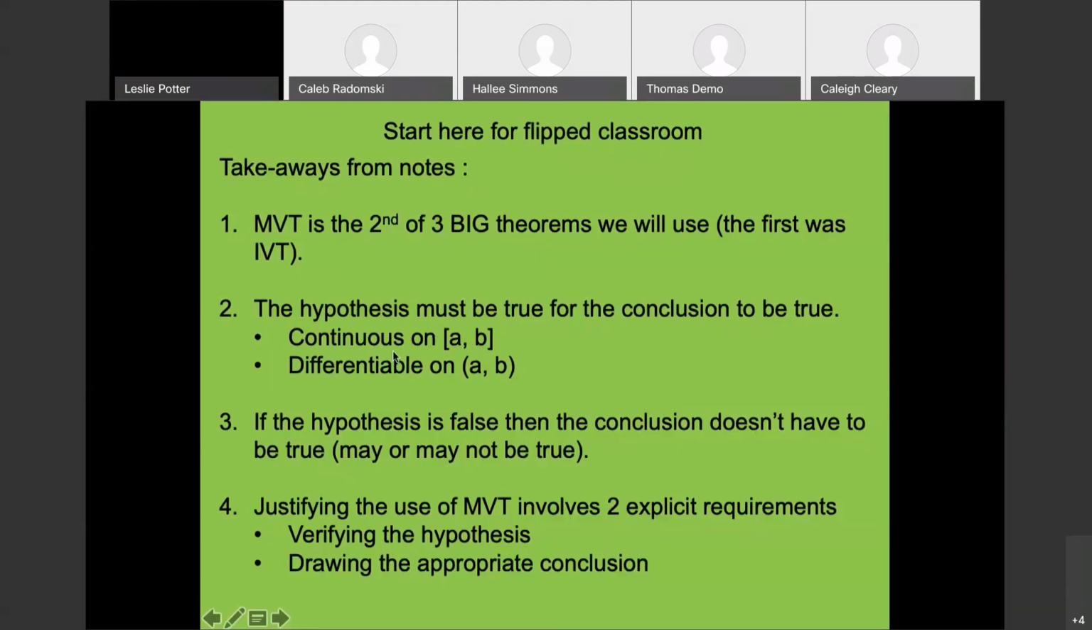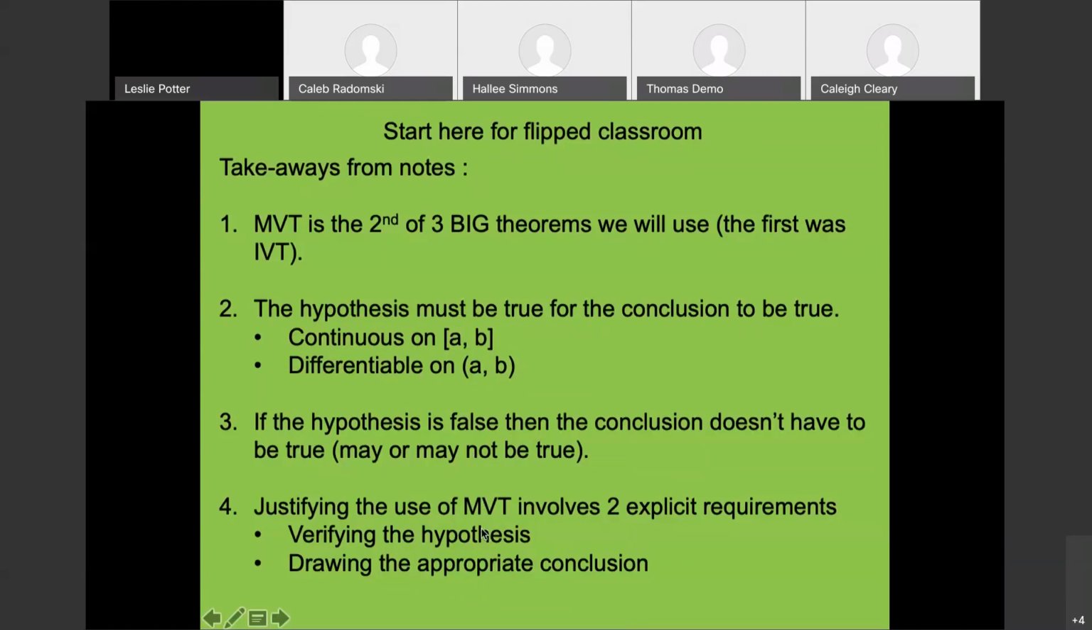These theorems focus on a hypothesis that has to be true in order to use the conclusion. So the hypothesis for the mean value theorem is continuous on the closed interval, differentiable on the open. So no holes, no asymptotes, no cusps, no corners, none of that stuff can be there. If the hypothesis is false, then the conclusion doesn't have to be true or false. If the hypothesis is false, we pitch the whole thing. It may or may not be true.